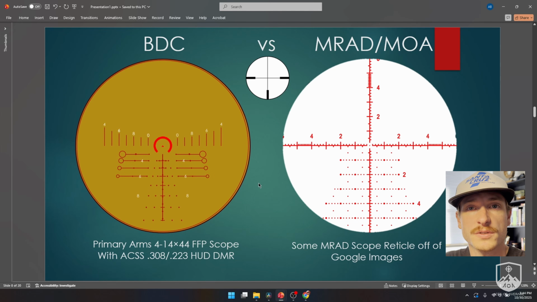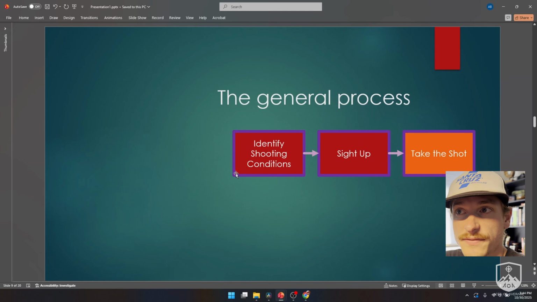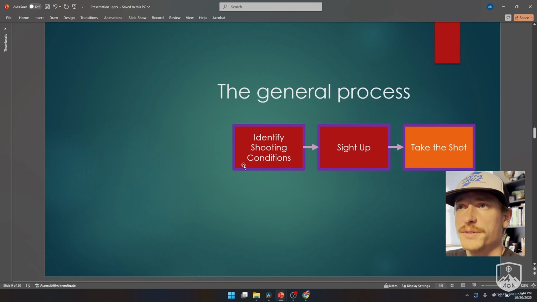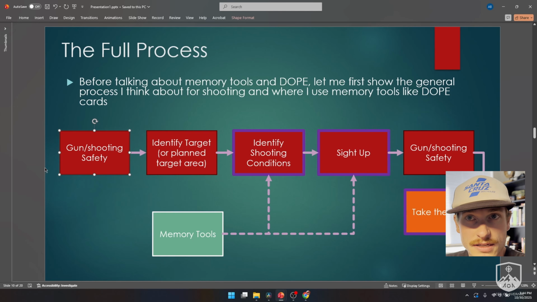So now let me show you the first part of this workflow. Remember this general process I showed earlier? We're going to talk about identifying shooting conditions now. But before we do that, I'm going to talk about the actual full process that we should go through when we take a shot. Before I talk about this, I have no military experience, but I'm a systems engineer and I really like flowcharts and things like this to get in my head to make sure I'm doing everything safely and efficiently. So the first thing I do is shooting safety.